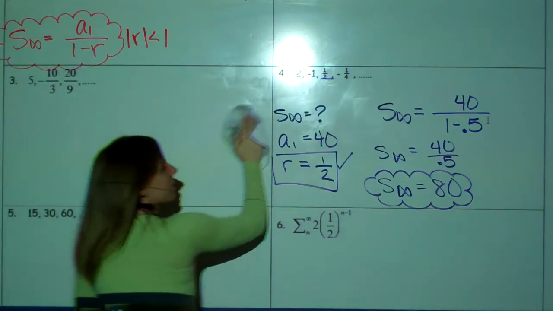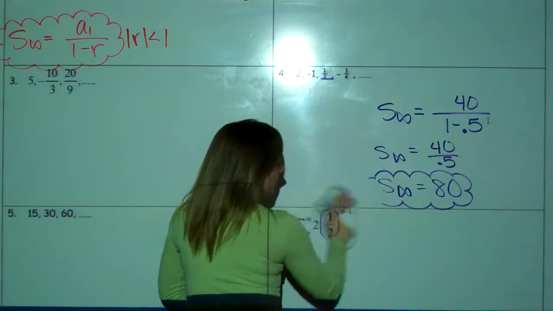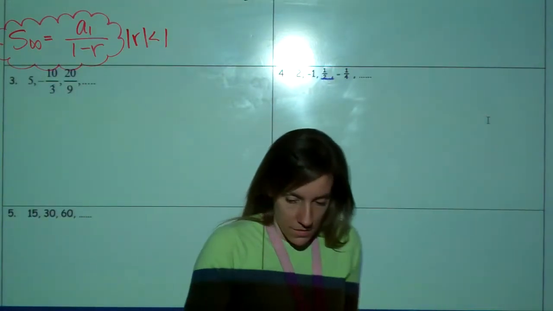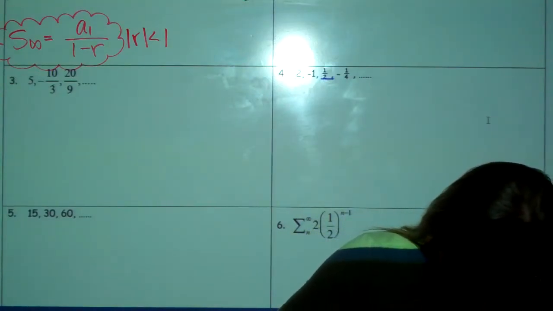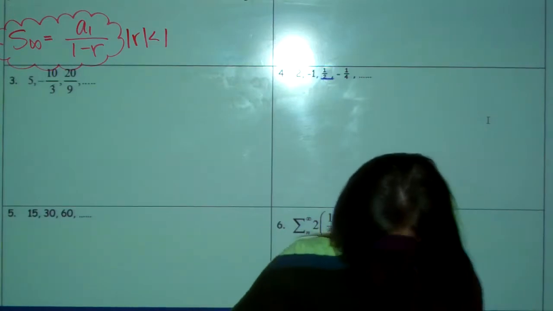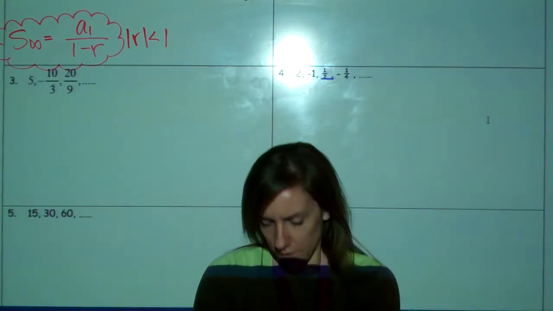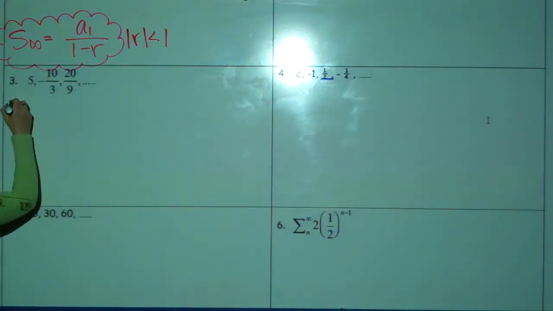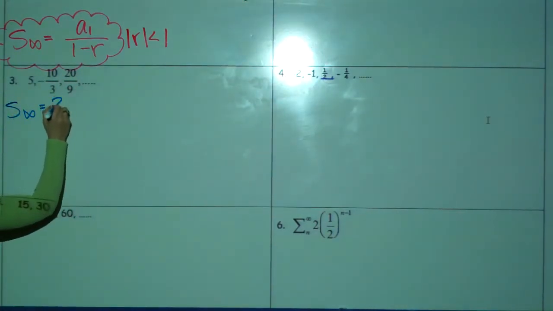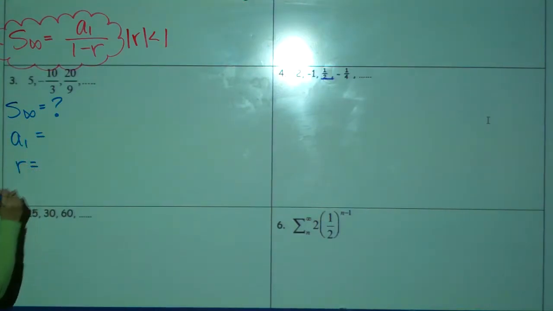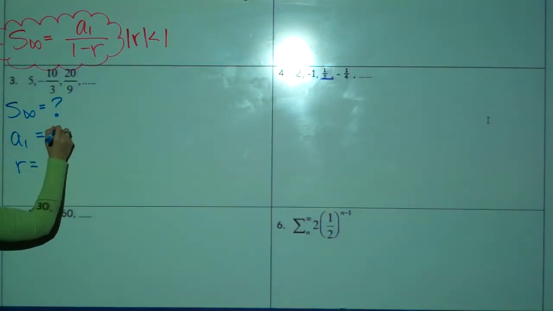Again, always double check the fraction and then just go from there. So let's do, sorry, I'm looking for a marker that I know shows up well. Okay, so we want to find the sum of the infinite series, the first term, and the ratio. The first term is 5.